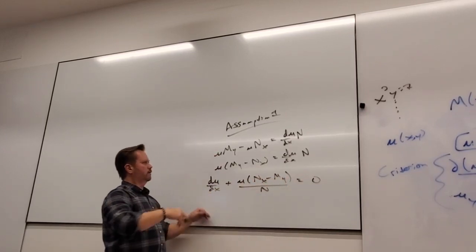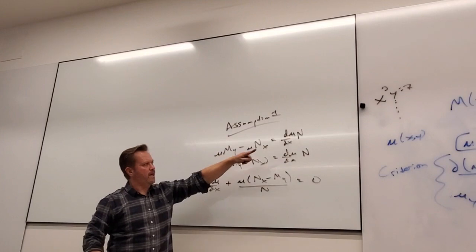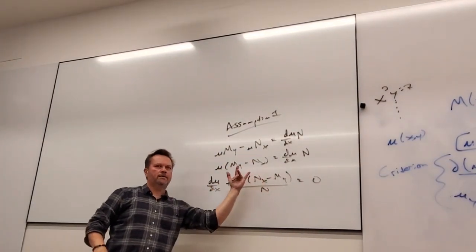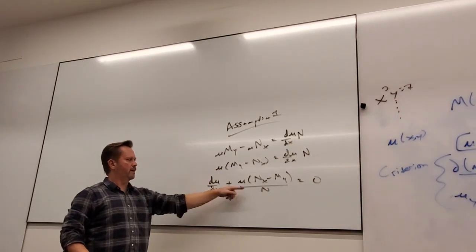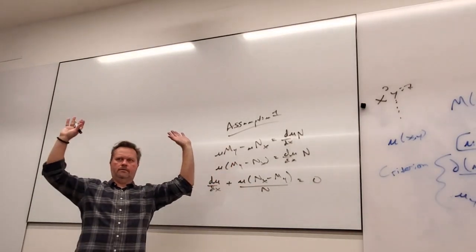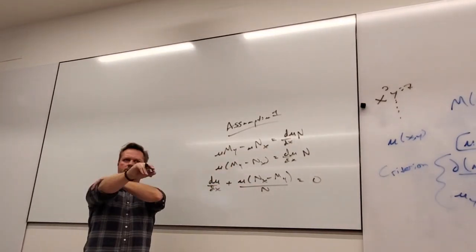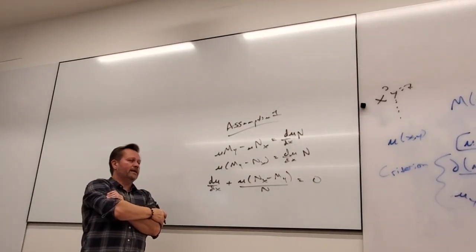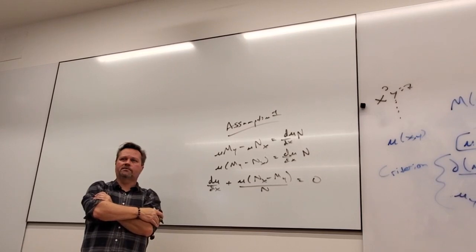Okay, so I subtracted that over. So I just turn those around. Is that cool? And then divided by N. You guys see how that's linear? Do you see how it's not separable? Hell no.